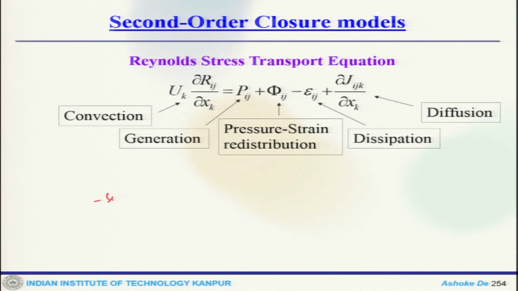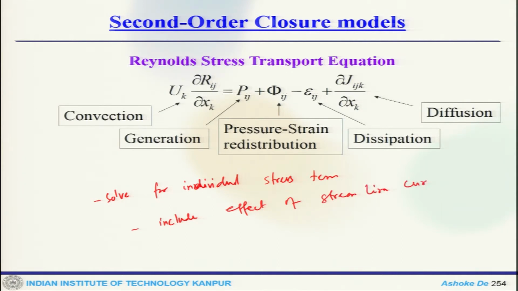Now, this is the Reynolds stress transport equation, which we have already looked at. Now, you solve for individual stress terms. So, it becomes quite computationally expensive, and it is also complex in nature, but it includes the effect of streamline curvature, sudden changes in strain rate, secondary motions, and all these can be taken into consideration.